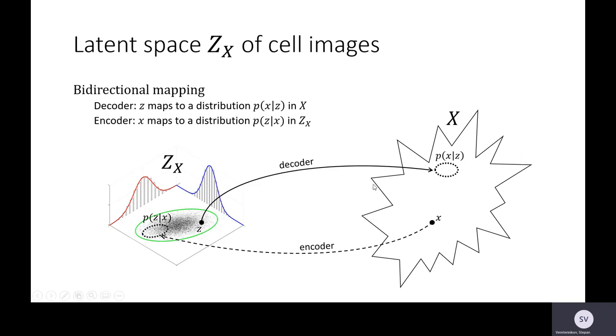Secondly, we have an encoder that does the inverse mapping. It takes an image, a point in the space X, and maps it to a distribution or some region in the space Zx. It can also be very narrow, almost a single point, but still it is a distribution by design. So we have some mean and some variance, at least if we talk about a distribution with two parameters such as the normal one.